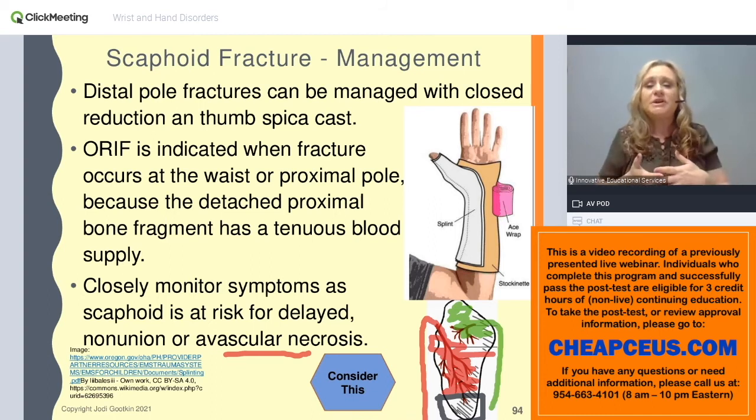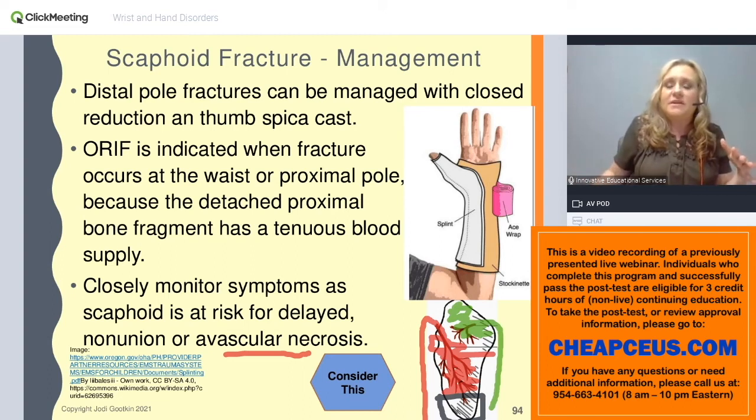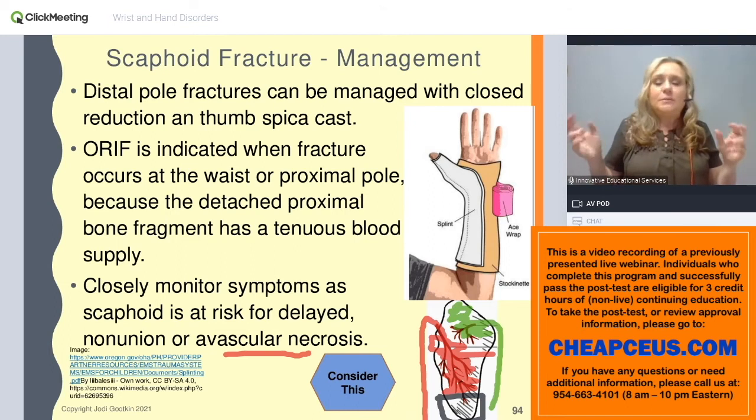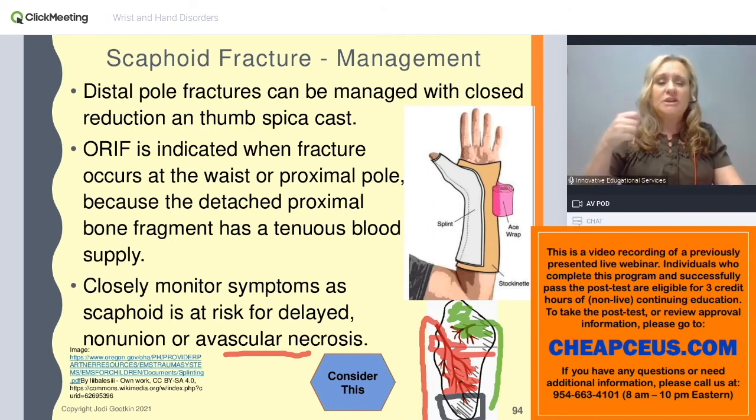Also consider if the patient is engaging in any activities where they may lose their balance and have to catch themselves, or if they're just using that hand to balance. That can be putting force through this joint. So patient education is really important for patients that are healing from scaphoid fractures because of this very tenuous blood supply.